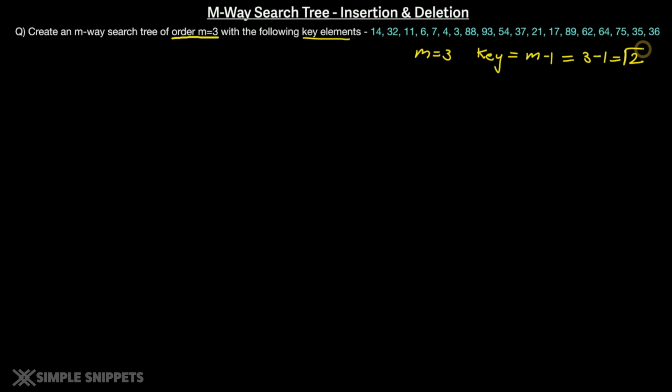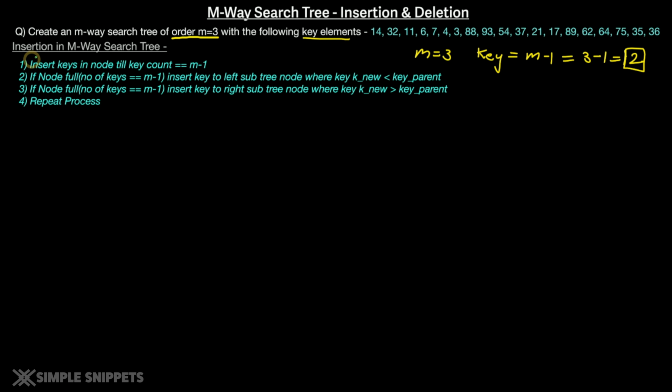Okay, so keep this number in mind. Every node will have maximum 2 keys. Alright. So what is the process of insertion? This is how you go about inserting in an M-way search tree. I have written a few steps. The first step is to insert keys in a node till the count is m-1.